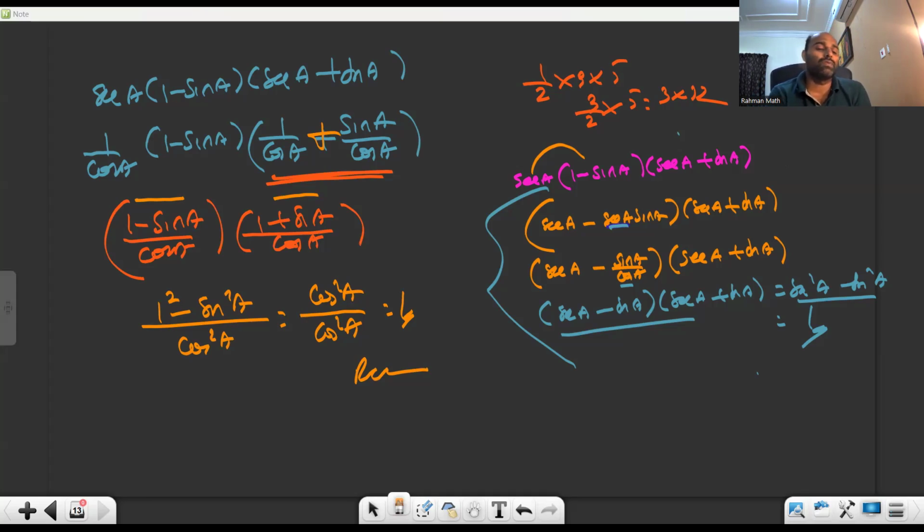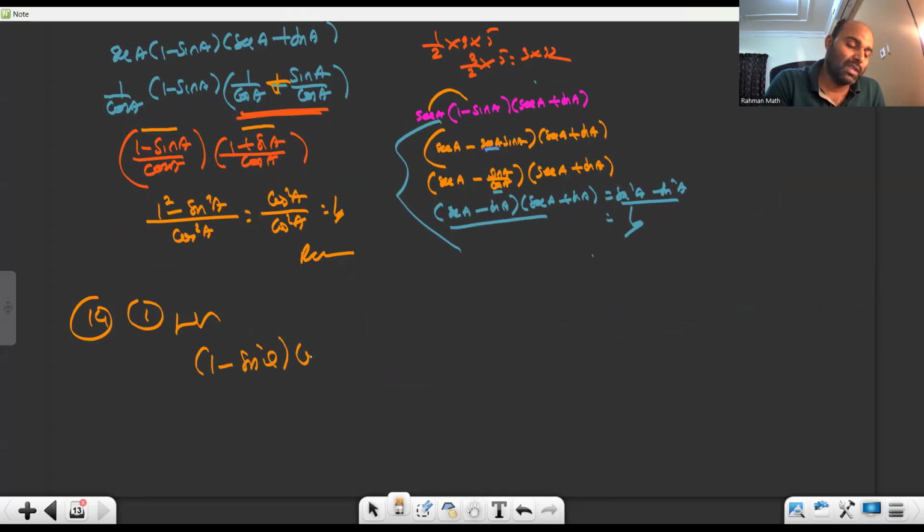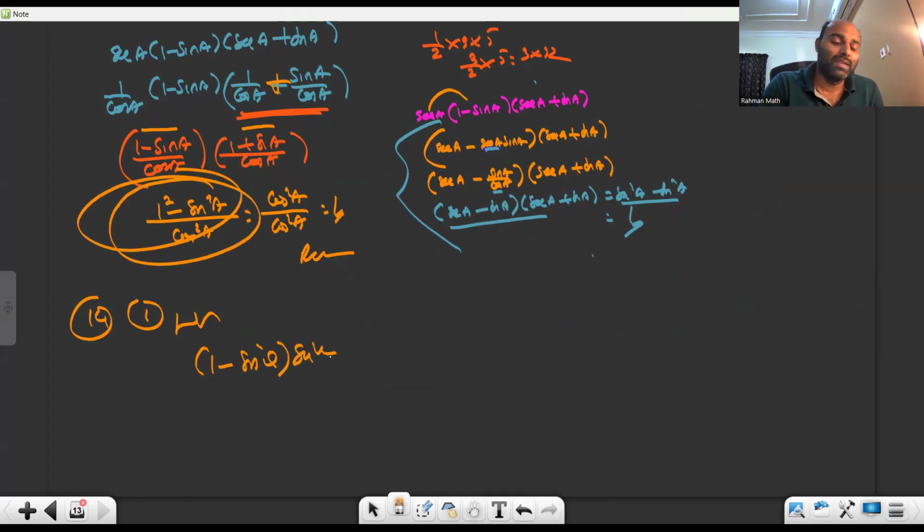First one, 14th one, first one. MCQ or 2 mark. Very easy, one line you will get. 14th first one: prove that equal to 1. Please write LHS: 1 minus sine square theta into sec square theta. That actually we wrote here. What is 1 minus sine square theta? Cos square theta into sec square theta. What is cos into sec? 1. Why? Cos and sec are reciprocals.